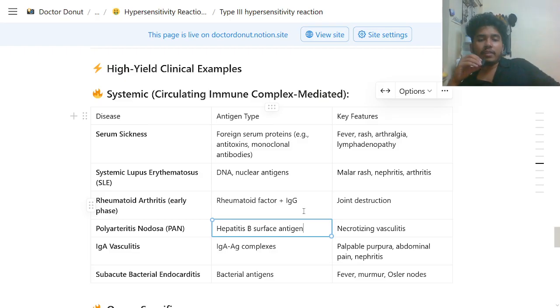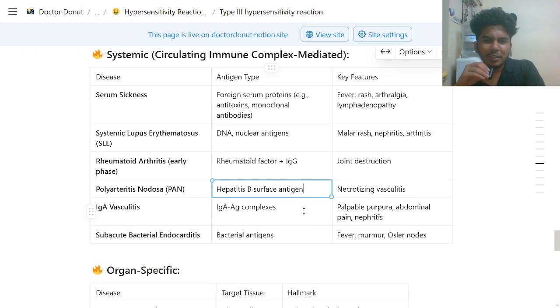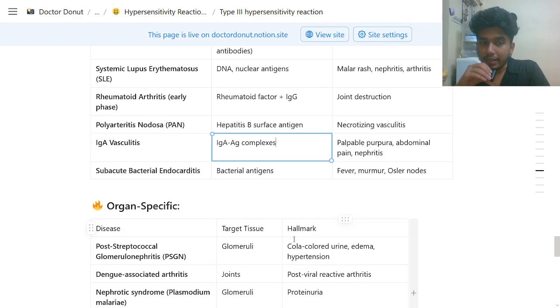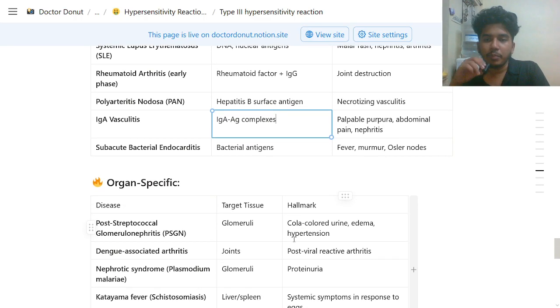And then you have IgA vasculitis, wherein you have IgA and antiglobulin complexes. Symptoms found are palpable purpura, abdominal pain, nephritis. And then you have subacute bacterial endocarditis, where you have fever, murmur, and Osler's nodes. Endocarditis, Osler's nodes. You must remember Jones criteria.